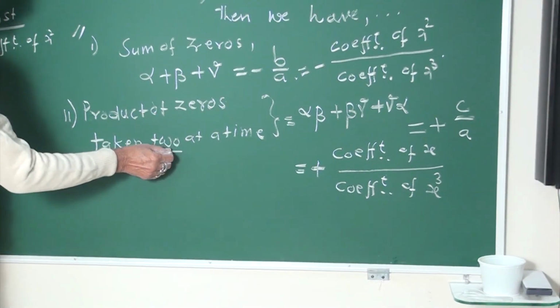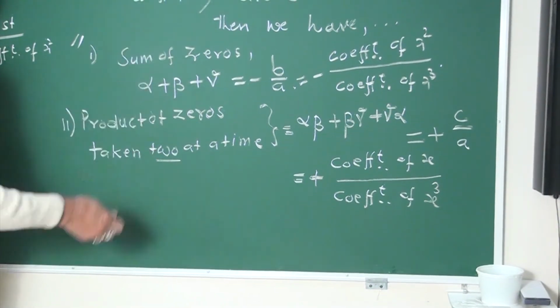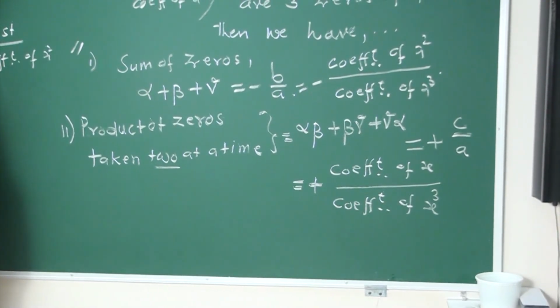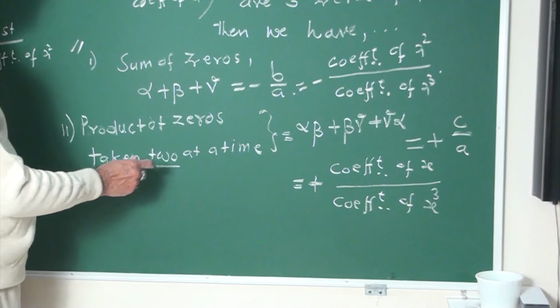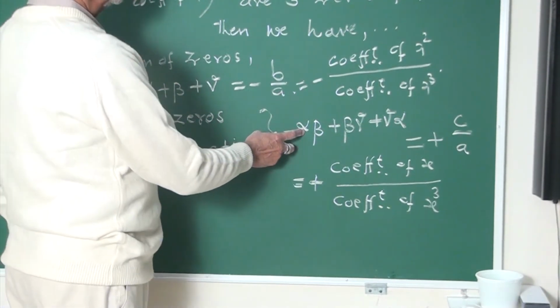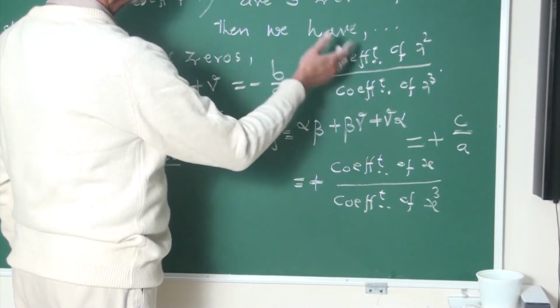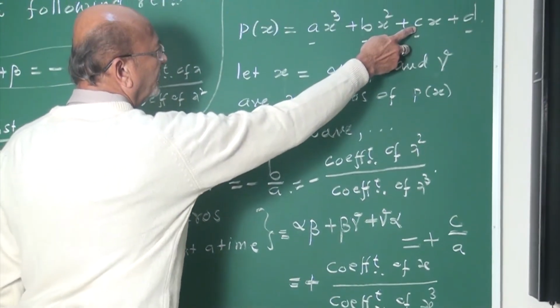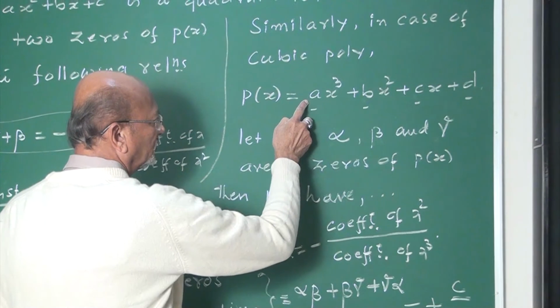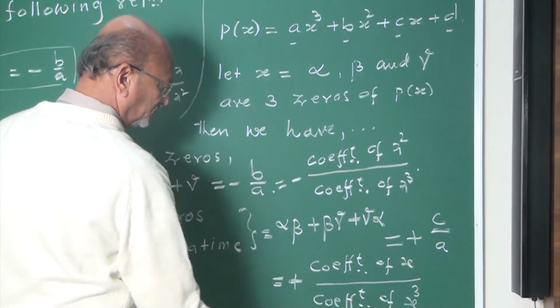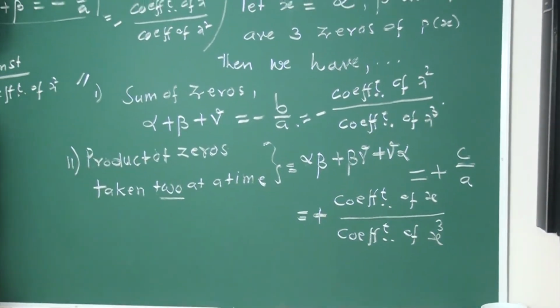This is very important: two at a time. There are three zeros, alpha, beta, gamma. Take two at a time: first into second, second into third, plus third into first. It is cyclic. Next coefficient divided by the first coefficient, with sign change: minus, next is plus, like that.